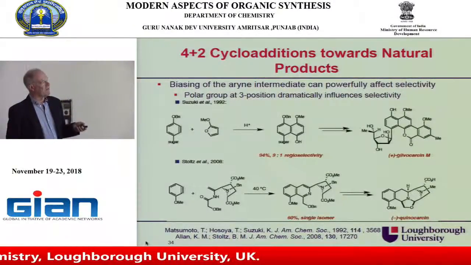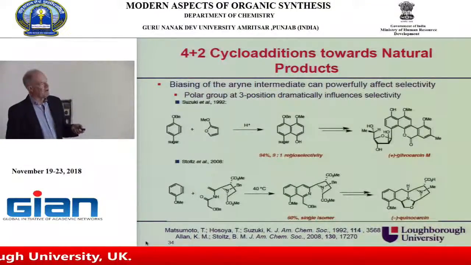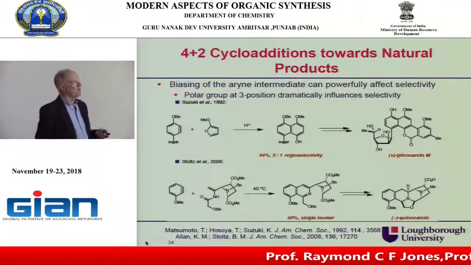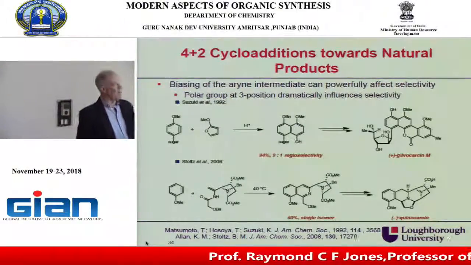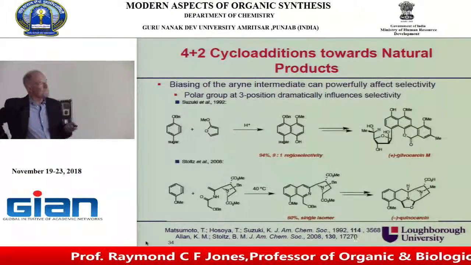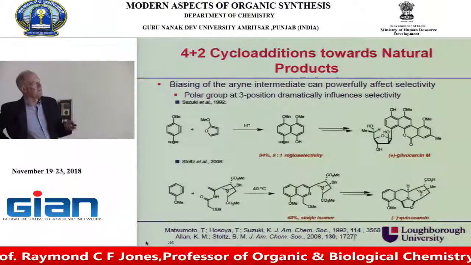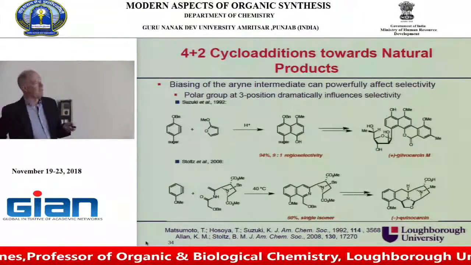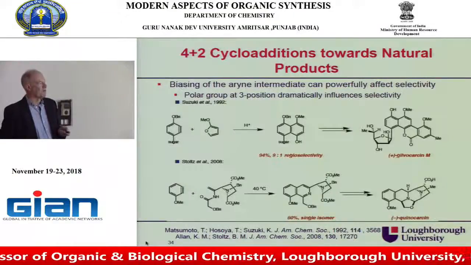The bridged intermediate you get opens up, but the key point here is you get a predominance of one regioisomer, about 9 to 1, rather than a significant mixture. And then that was taken on; it's clear this part of the structure is going to be this part of the structure in the natural product.